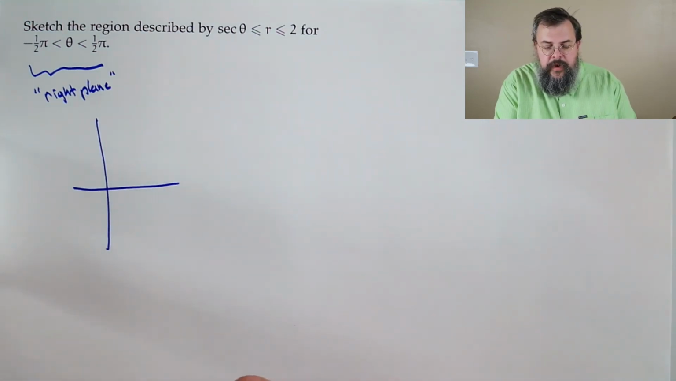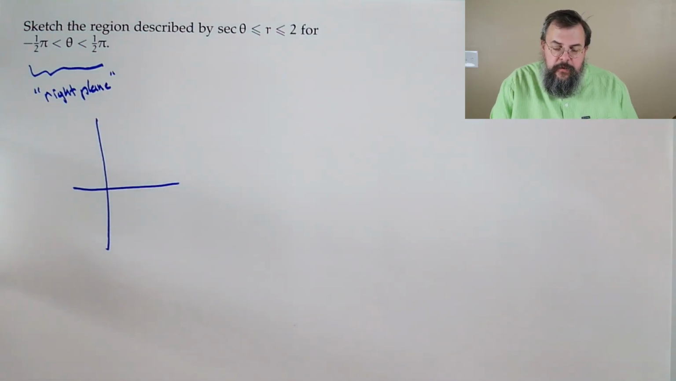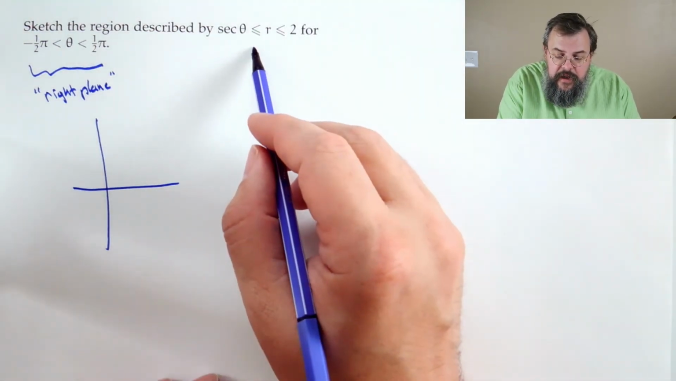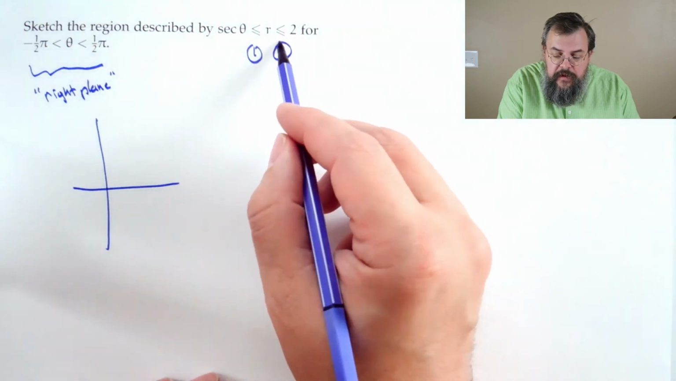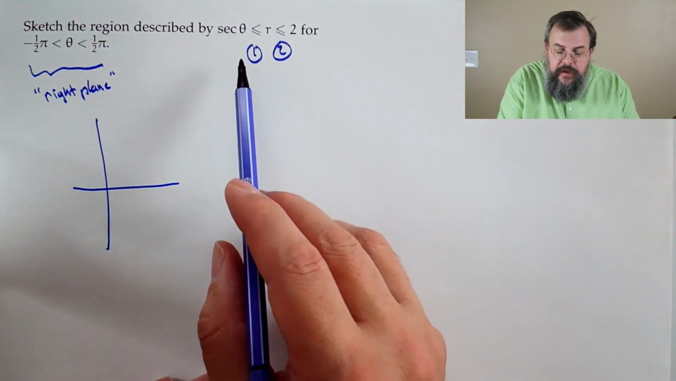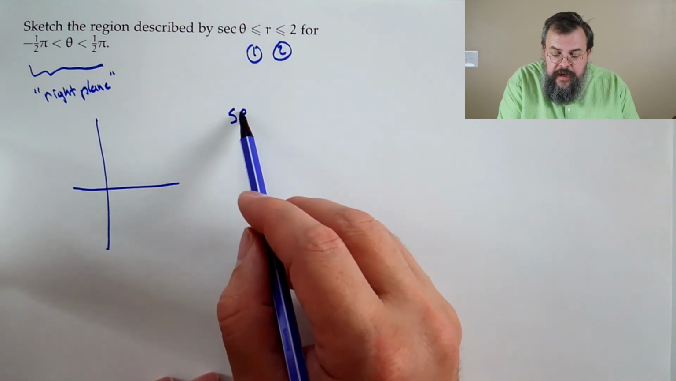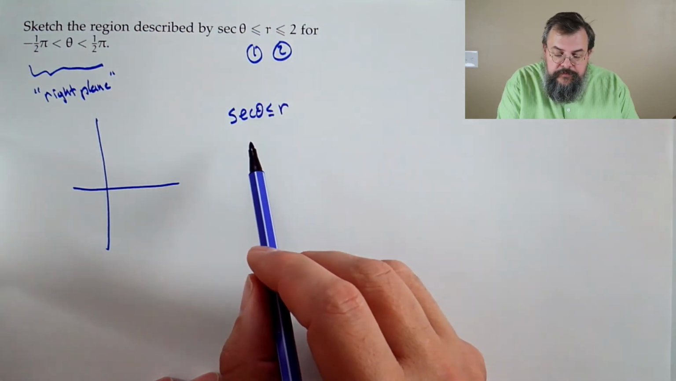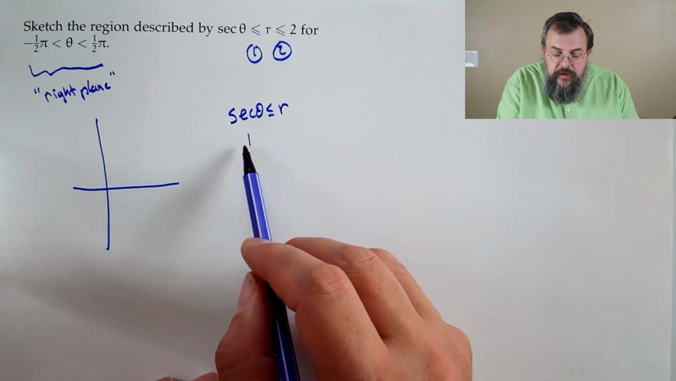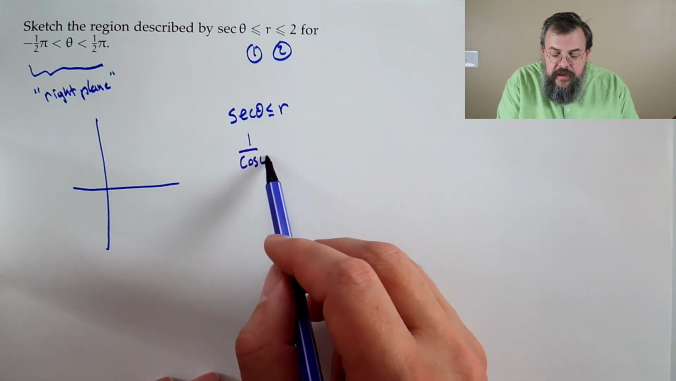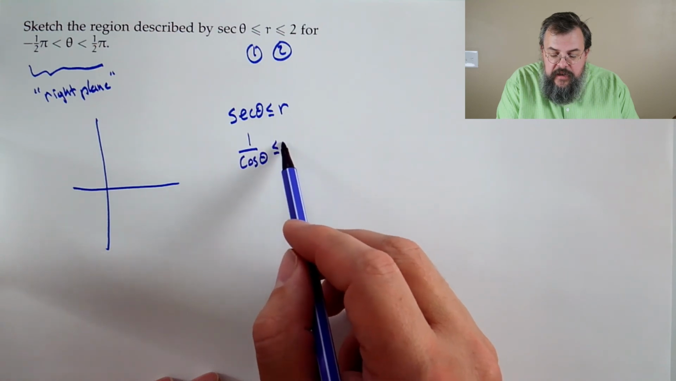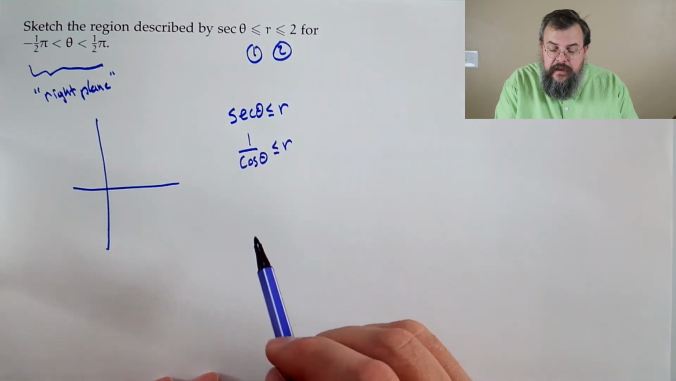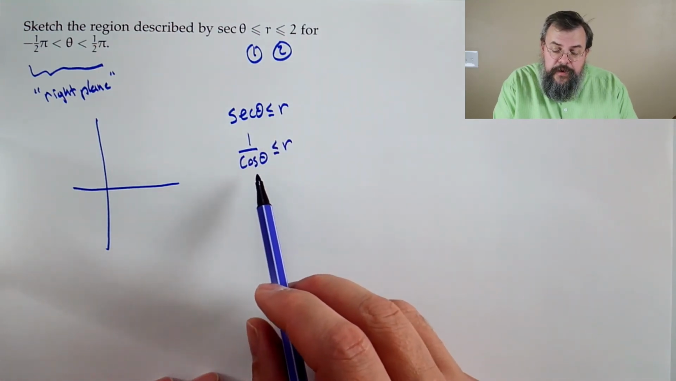Okay. Well, let's think about what we have. We really have a string of inequalities. So whenever you have a string of inequalities, you should say, let's break it into really two inequalities. So let's start with the first one. Secant of theta less than or equal to r. Well, secant is 1 over cosine. So 1 over cosine theta is less than or equal to r. And we don't like fractions, so we'll multiply.